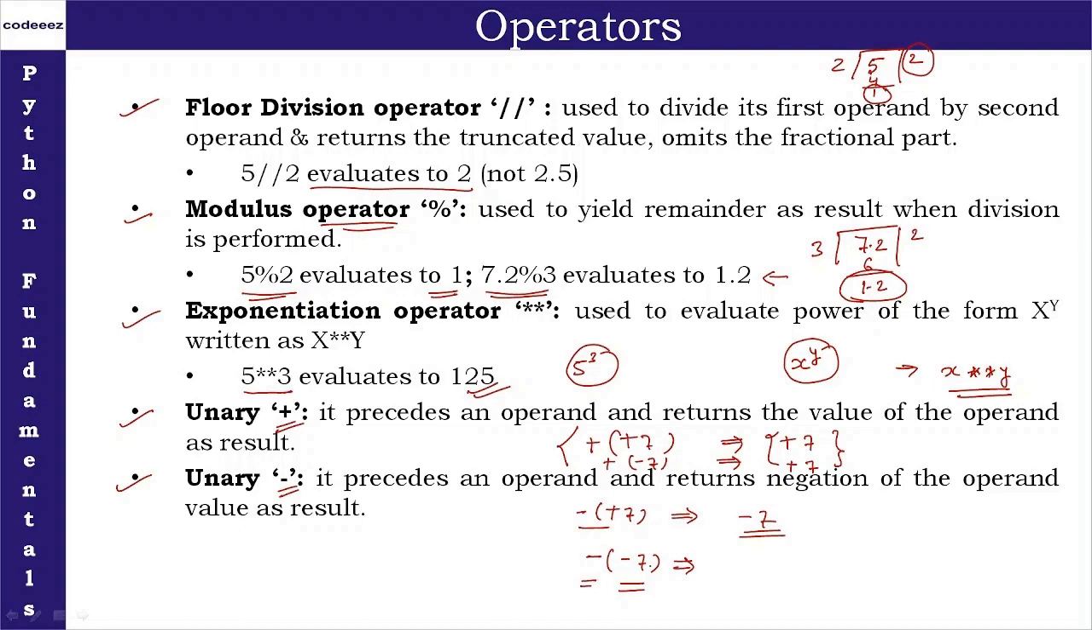So what we will get here, unary minus will change the sign of the minus 7 to plus, so we will get the result as plus 7. So this is what the result is. Basically, when we precede an operand by unary plus, the sign does not change, and when we precede an operand by unary minus, the sign of the operand gets changed, right?